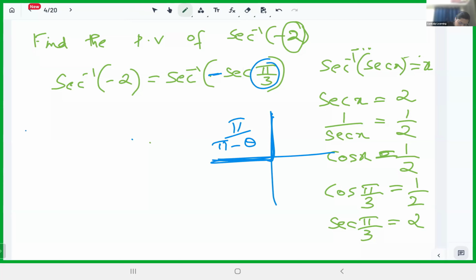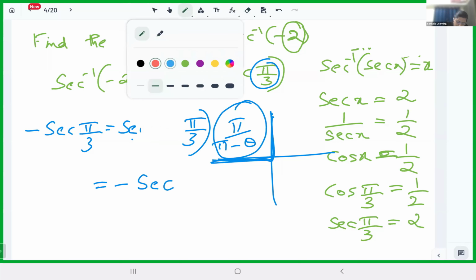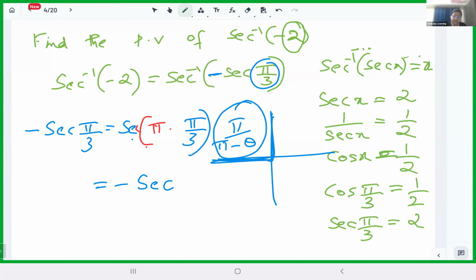So how can you write minus sec pi by 3? Minus sec pi by 3, we can write as sec of pi minus pi by 3. So what will be the value of sec of pi minus pi by 3? Since pi minus pi by 3 belongs to the second quadrant, it is negative, so minus sec. And why did I write sec? Because it is a multiple of pi. Sec of pi minus pi by 3 is a multiple of pi, that's why I wrote sec itself. Then what is the theta value? It is pi by 3. Minus sec pi by 3.